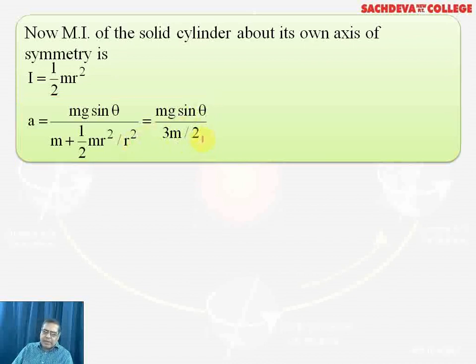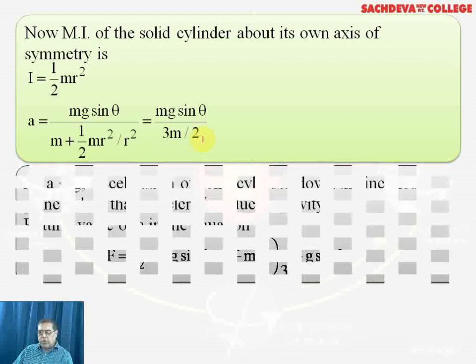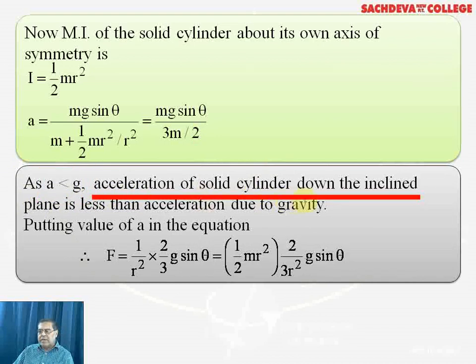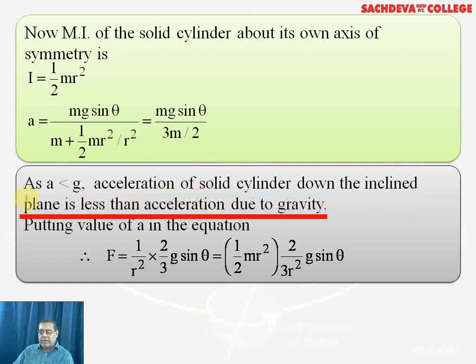So the total principle in all these expressions will be substitution and elimination. Some numbers are eliminated, and in place of eliminated numbers some important variables are substituted, and we come to the conclusion that it is in the form of mg sine theta over 3m over 2. Now, the linear acceleration A is less than the acceleration due to gravity. So the acceleration of a solid cylinder down the inclined plane is always less than the acceleration due to gravity.